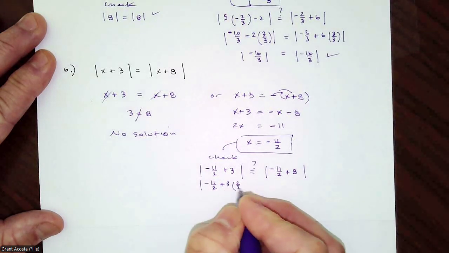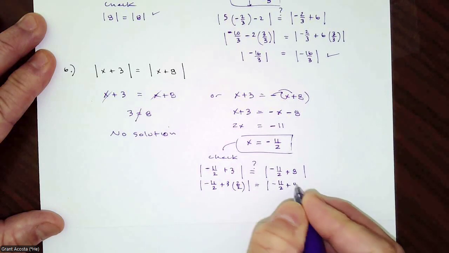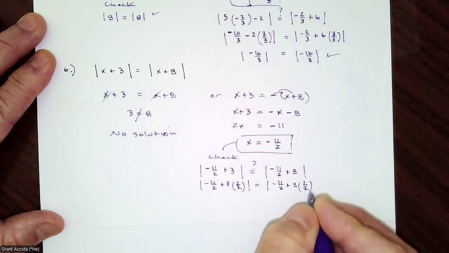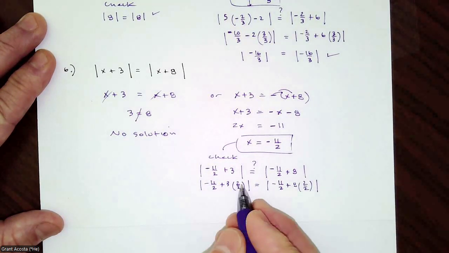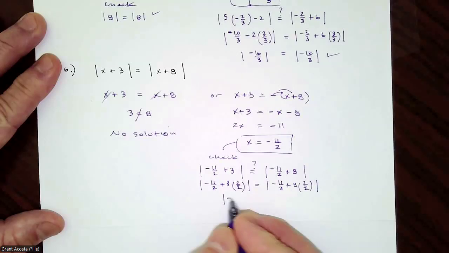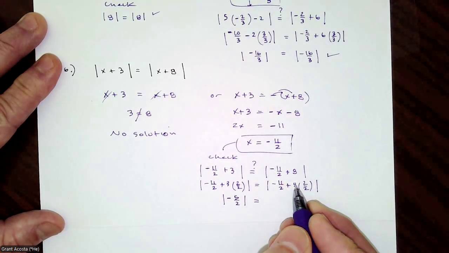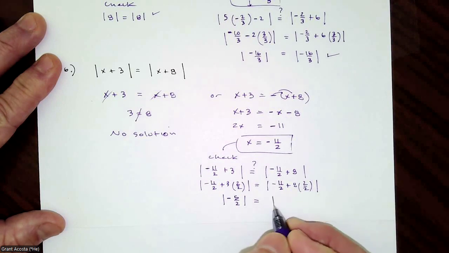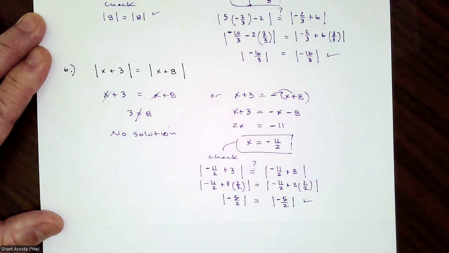3, multiply top and bottom by 2. Same thing over here for the 8. That's going to be a negative 11 plus 6 is negative 5 halves. Negative 11 plus 8 times 2 is 16 is also negative 5 halves. And so, yes, it does work.